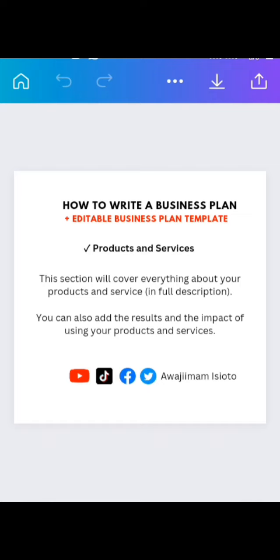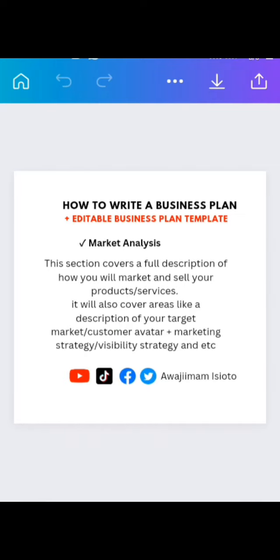Okay, so there are many other things you need to talk about. So let's look at the next one, which is your market analysis. In the market analysis session, you are going to be talking about a full description of how you will market your product, how you will sell your product. It also covers things like your target market, your customer avatar. Who are the people that will buy from you? Who are they? Your customer avatar means who are they?